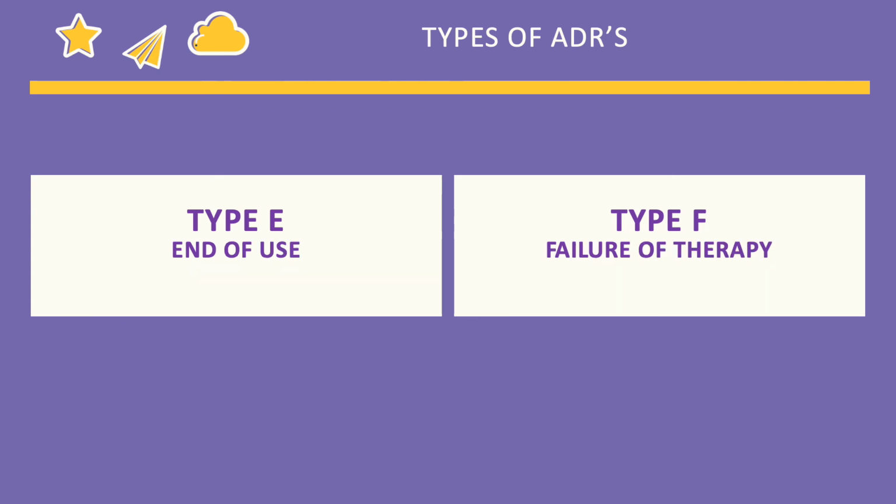The next type is our type E, or end of use, or withdrawal. This is uncommon. It's a withdrawal symptom that generally occurs shortly after stopping the drug and results from termination or sudden discontinuation. So for example, there is opiate withdrawal. So you have to taper down the use of opiate because it can cause withdrawal.